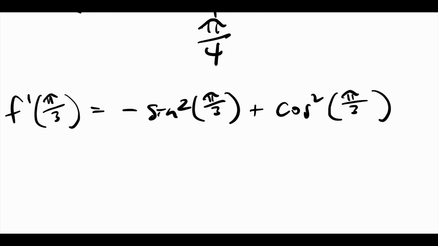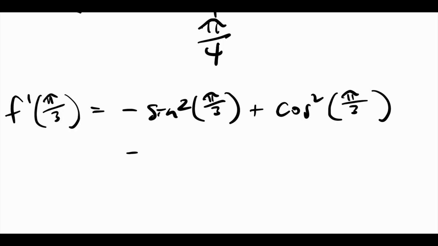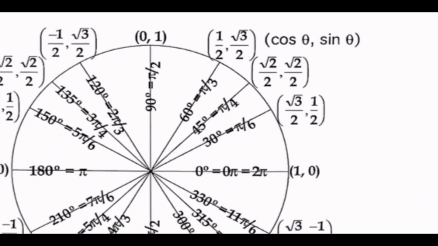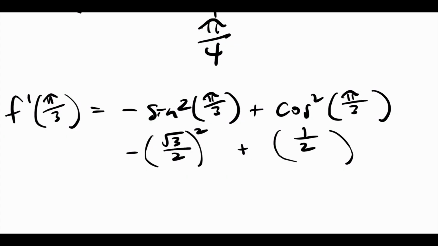Okay. So sine of pi over 3 is the square root of 3 over 2. Cosine of pi over 3 is 1/2. The squared part means I just square my answer. So whatever answer you get, you just square it. So I'm going to square each of those.